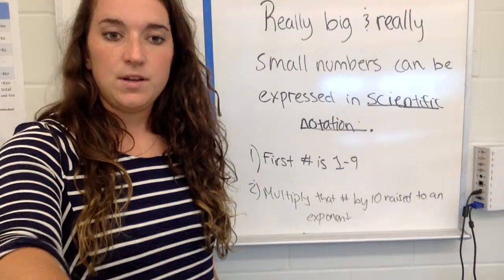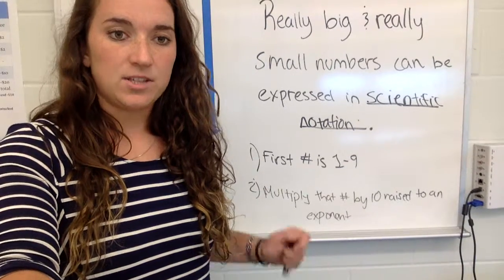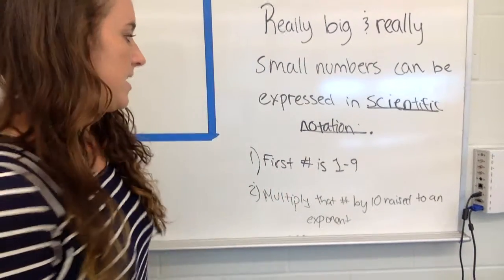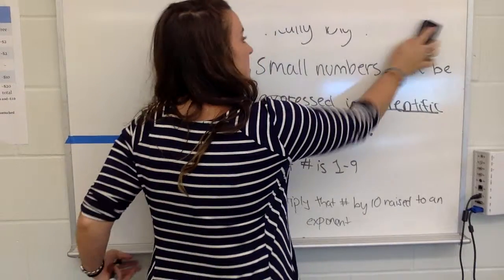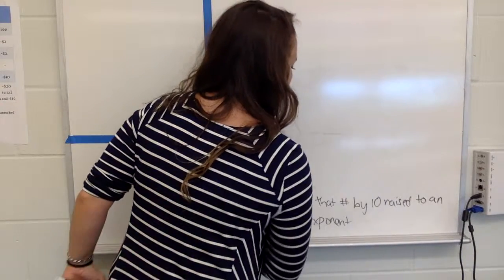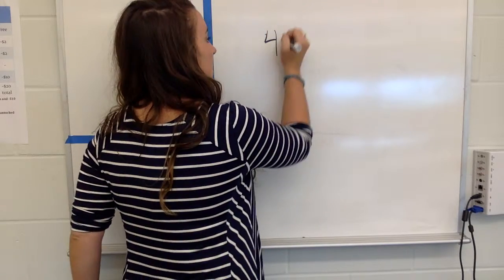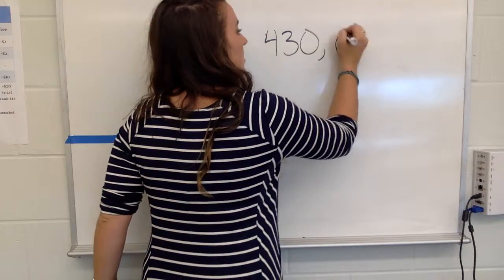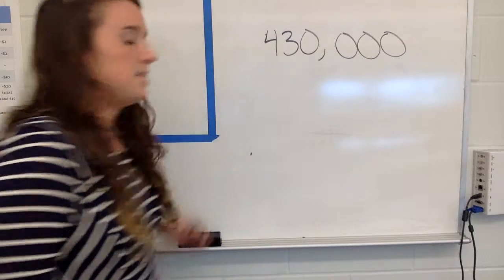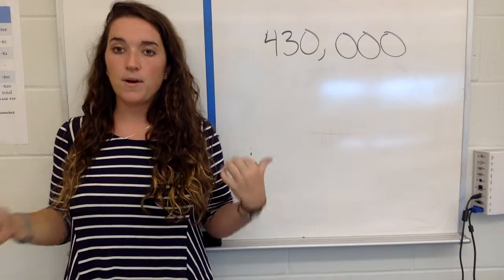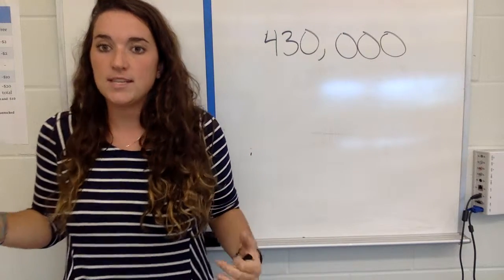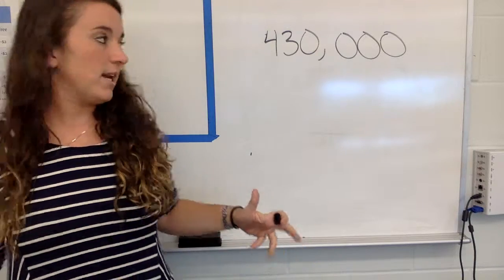All right, so these problems are like what we saw yesterday. We didn't get to do much of it because you didn't have a video, but let's look at these. So the first number is 430,000. We know that our first number needs to be between 1 and 10, so where can I put this decimal in 430,000 so that it becomes between 1 and 10?